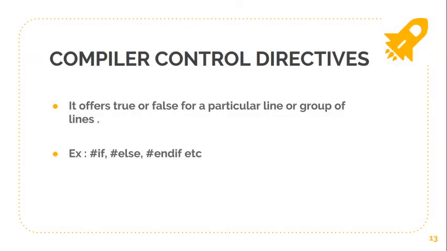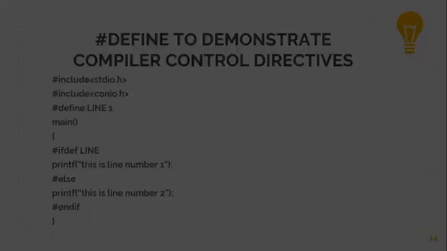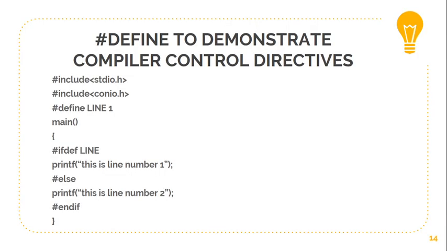Last but not least, the third type of preprocessor directives is compiler control directives. It offers true or false for a particular line or group of lines. Based on the condition, it is going to execute true or false statements. The different examples we are going to see are if, else, and endif. To understand it in a clear way, let's dive into an example.